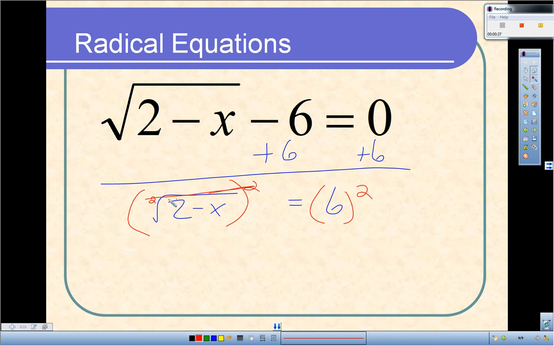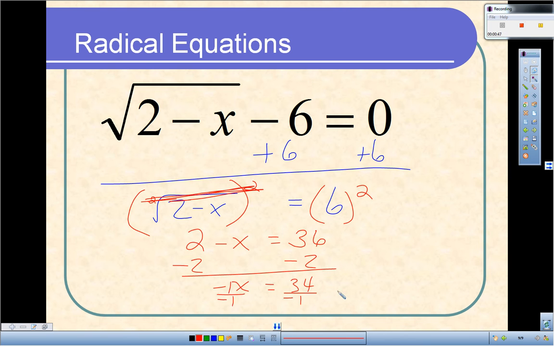The root and the square cancel each other out, so that leaves me 2 minus x equals 36. To solve this for x, subtract 2, so that gives me negative x equals 34. Divide by negative 1, that gives me my answer of negative 34.